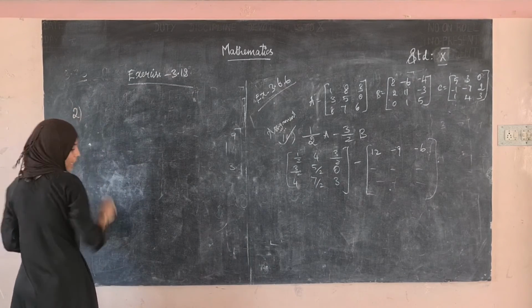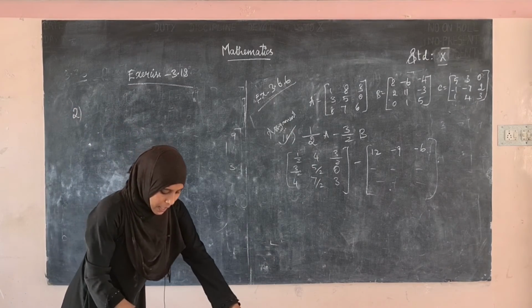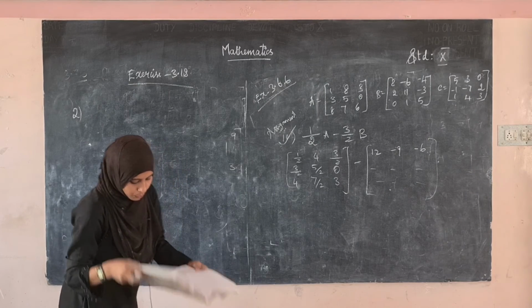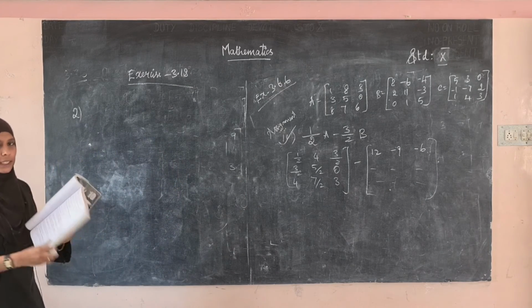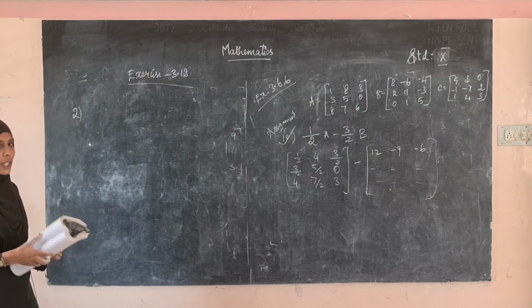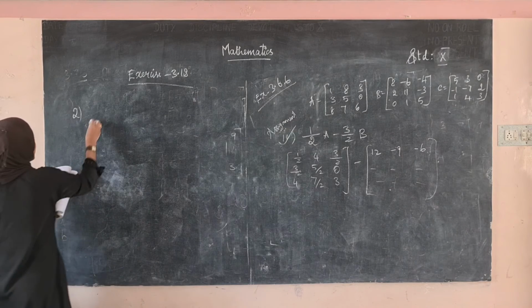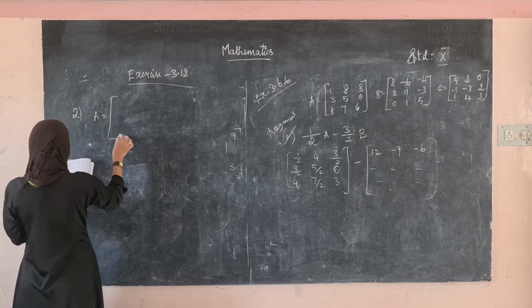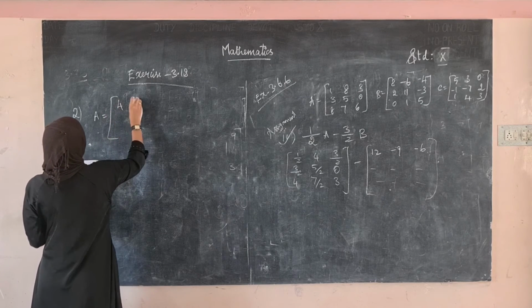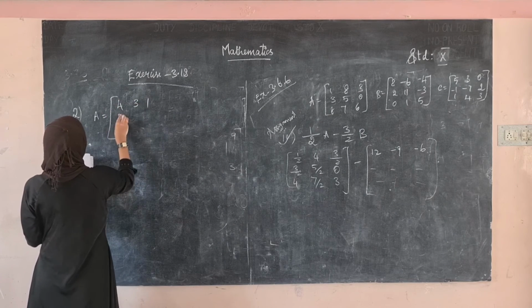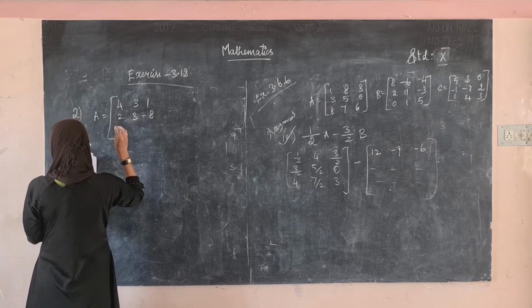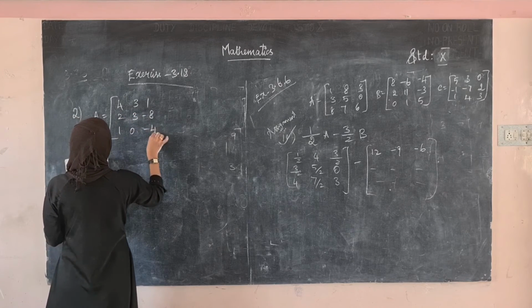Now, this second sum. What's the question they have given? They have given 3 matrices and you have to verify A plus B plus C is equal to A plus B plus C. That is associative property. You have to verify the associative property. What are the matrices they have given? A is 4, 3, 1, 2, 3, minus 8, 1, 0, minus 4.